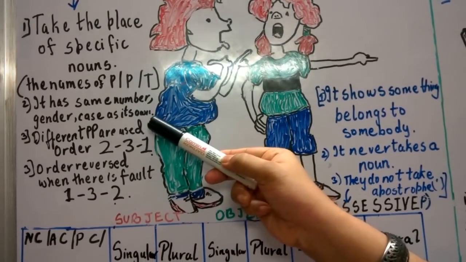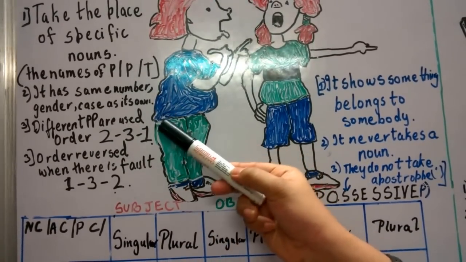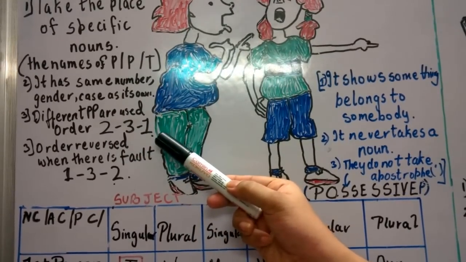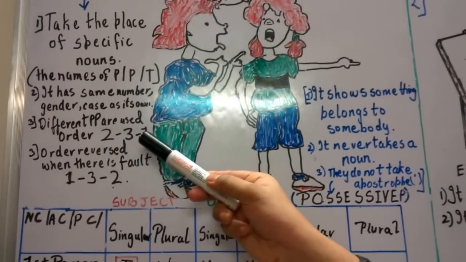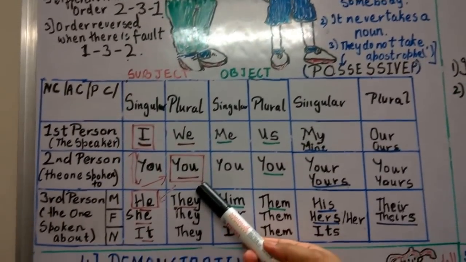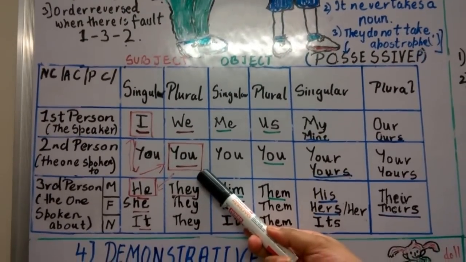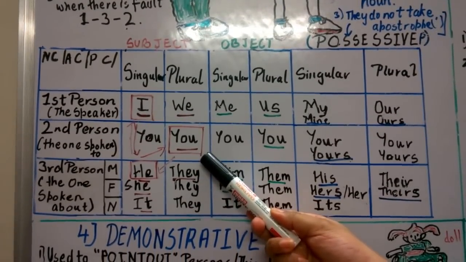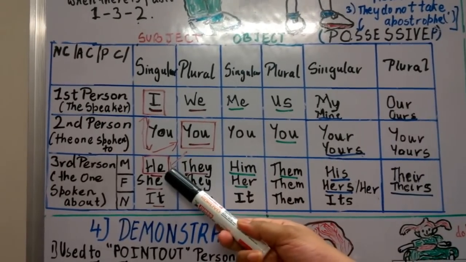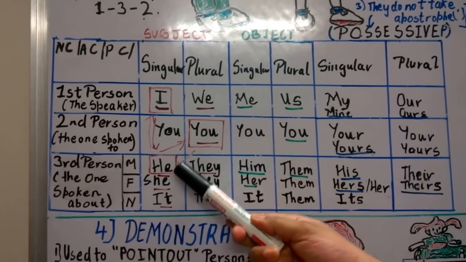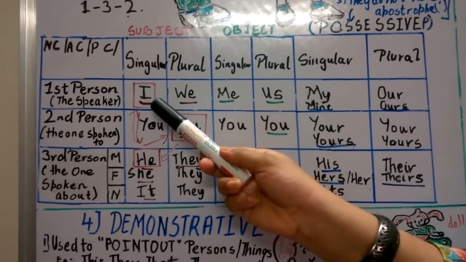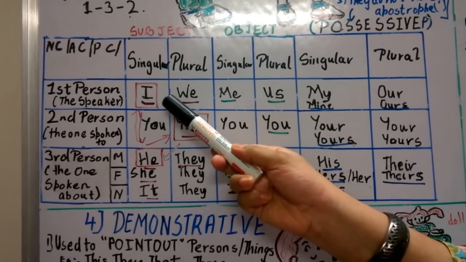In personal pronouns, when different personal pronouns are used together, the order is 2, 3, 1. What do you mean by 2, 3, 1? 2 means second person, 3 means third person, and 1 means first person. See over here, the second person always comes first. When two different personal pronouns are used together, we use this order. We use you, he, and I as first person. So for example, I say you, he, I, and all the girls will go together.